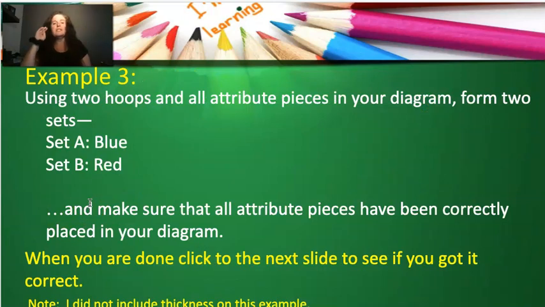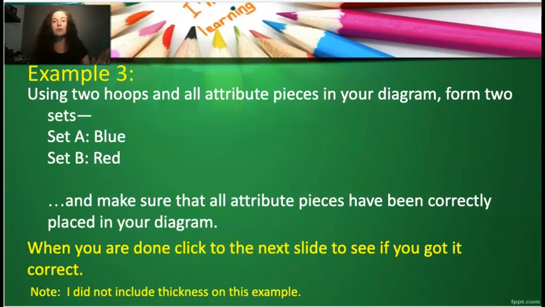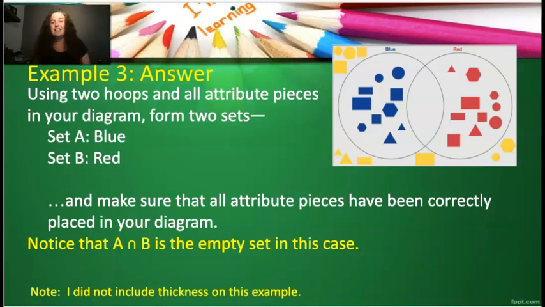Another one. Set A is blue, set B is red. It's nice to give students a lot of options when they're doing this, and I did not use thickness in this example when I did it. Okay, make sure you use all your attribute pieces and you pause this slide if you're not ready for the answer yet. And here's the answer. Notice that A intersection B this time is the empty set, because if one set is blue and one set is red, there's no overlap. There's not any pieces that are both blue and red, which is what an intersection is.